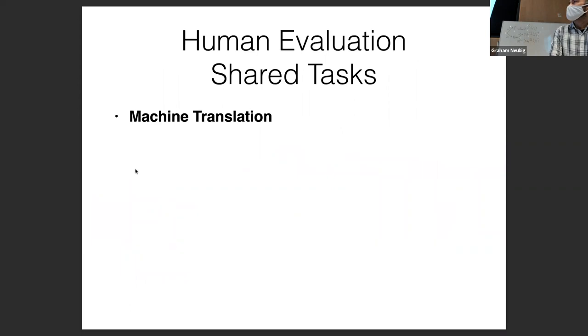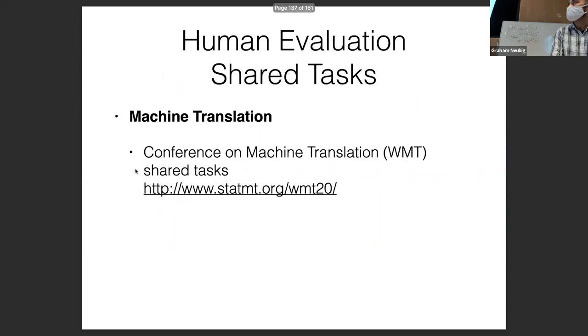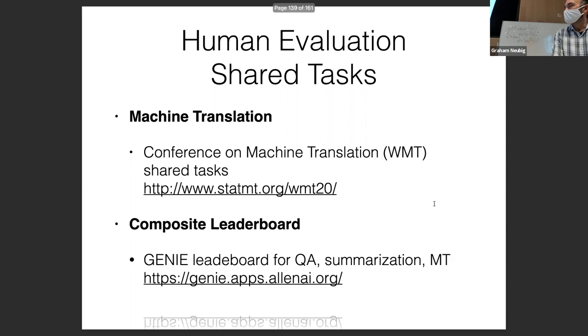There are some tasks that have human evaluation. So the WMT shared tasks, many of them, especially the news translation task, rely almost solely on human evaluation. They don't even consider automatic evaluation to be the gold standard at all. There's also some composite leaderboards. Like recently, there was a leaderboard, GENIE, for QA generation, summarization, and MT that was released that relies on human evaluation. So there are systematic tasks that allow you to do this.